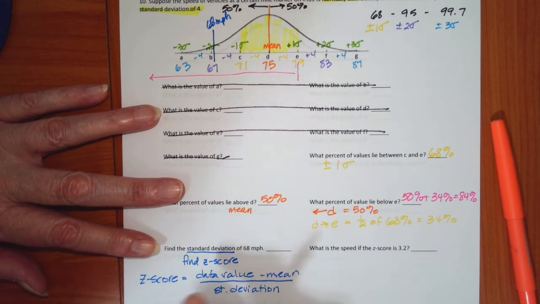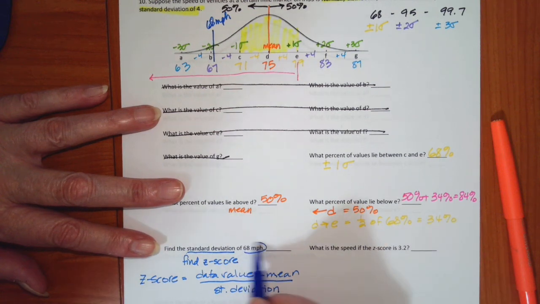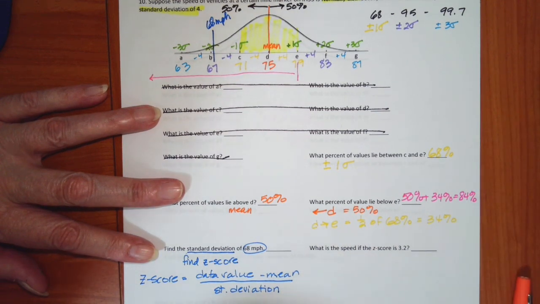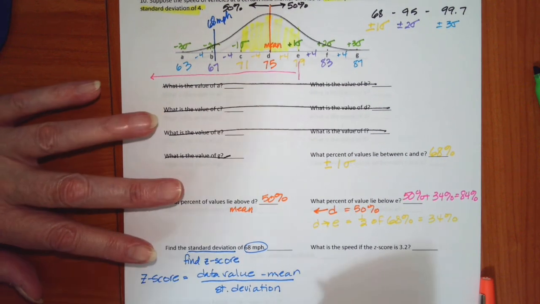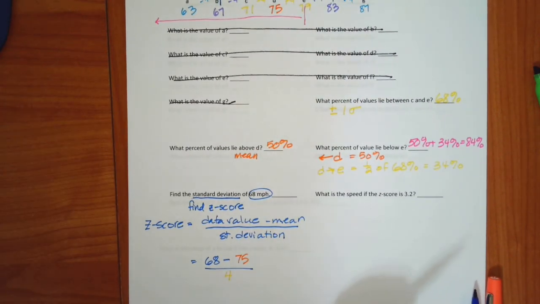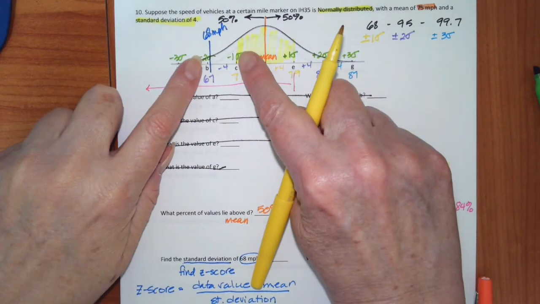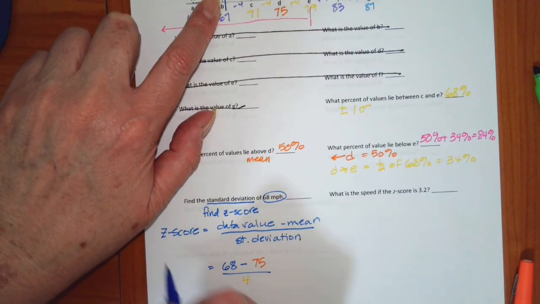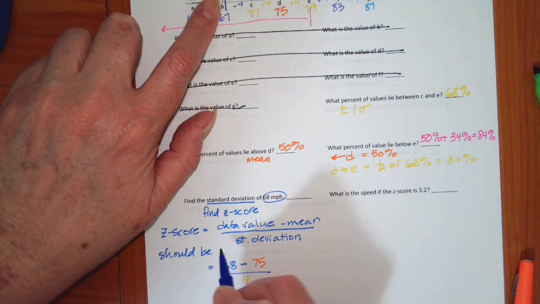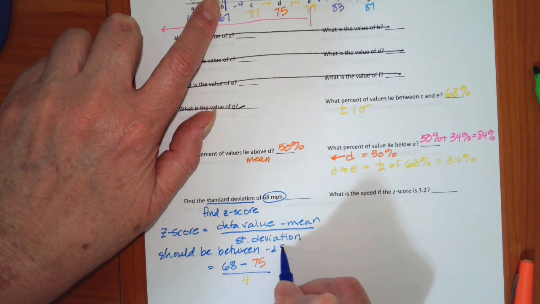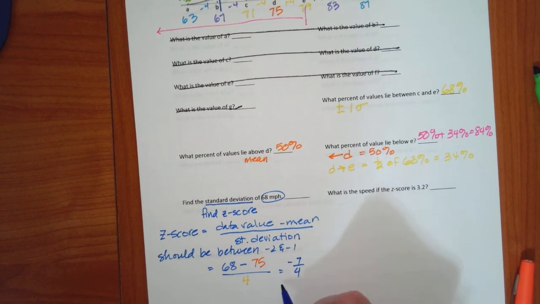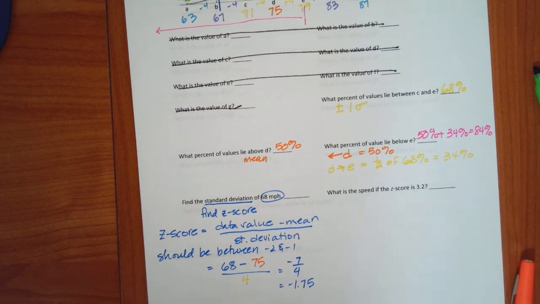Well, we have all of these, so I can find the z-score. The data value is 68. The mean is 75. And I divide that by the standard deviation, which is 4. Now, what I want to do is think about what it should be. 68 is between -1 and -2 standard deviations. So it should be between -2 and -1. Well, if I do this calculation, this becomes -7/4, which is -1.75. So that checks out.